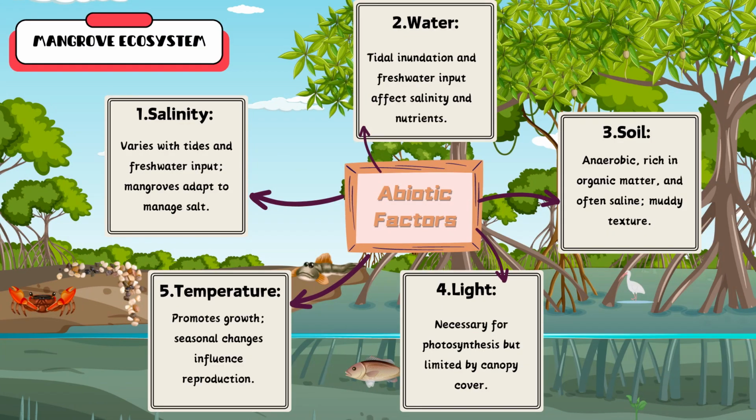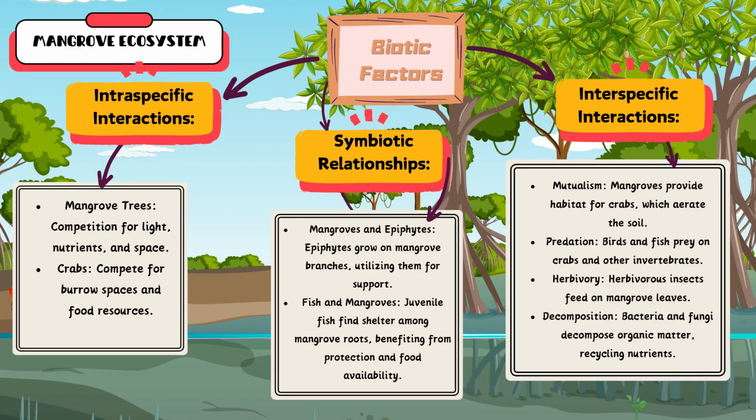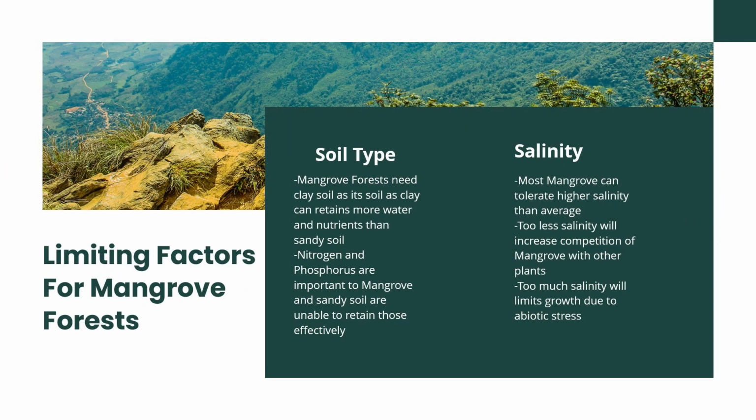In a mangrove ecosystem, several abiotic factors play a crucial role, like the salinity, water, soil, light, and temperature. The biotic factors for the mangrove ecosystem can be classified into three types of interaction, which are intraspecific interaction, interspecific interaction, and symbiotic relationship.